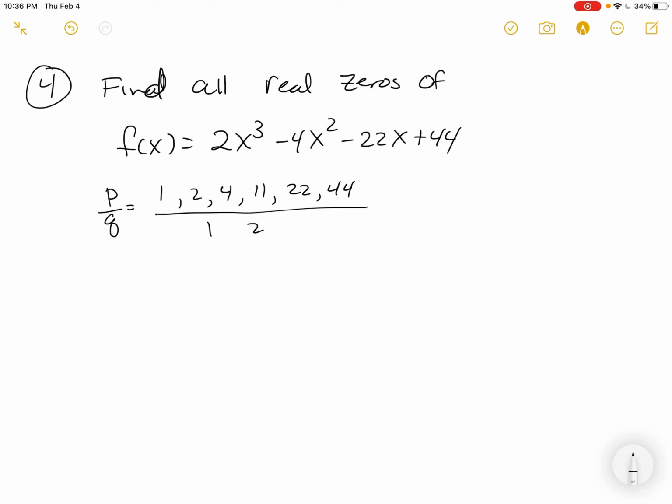So it could be plus or minus 1. As you put them all over 1, you get those numbers up top. If you put them all over 2, you get 1/2, the 1 again, the 2 again, 11 halves, the 11 again, and the 22 again. And so, you just think about those stacks.